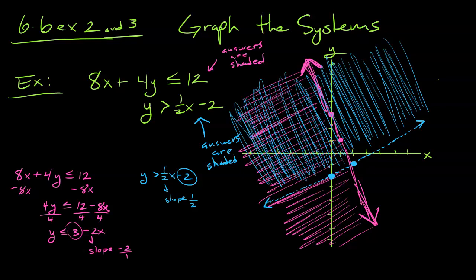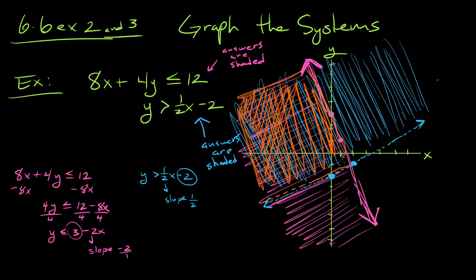Okay, and then the only section that has pink and blue shaded at the same time. How should I do this? I don't think the highlighter would work. The only section that has both is right here. This is where they're both shaded. So this orange is what I give as the final answer.